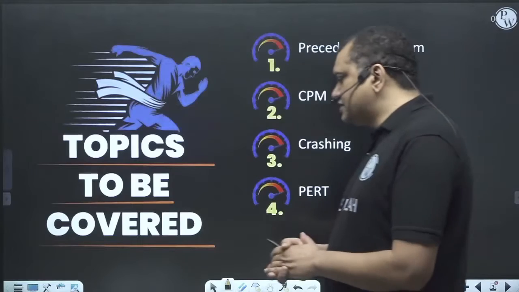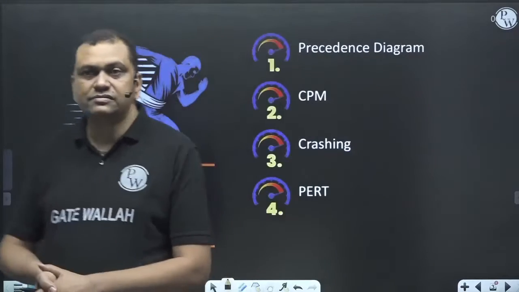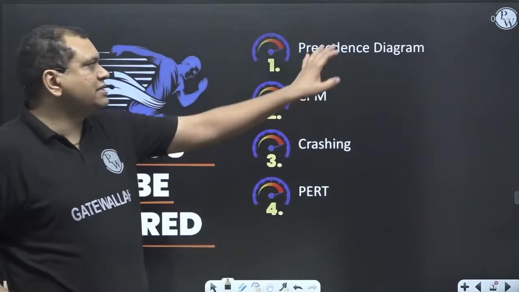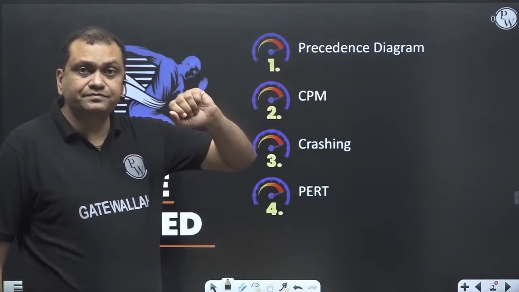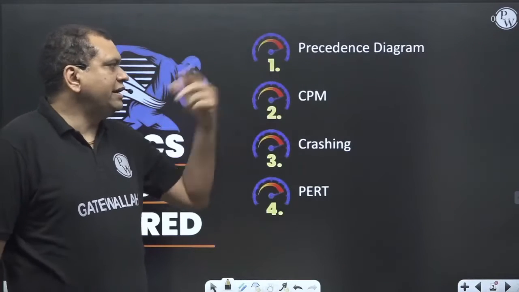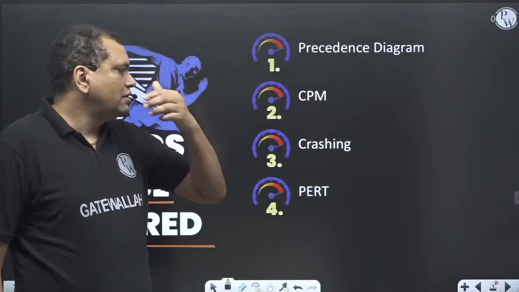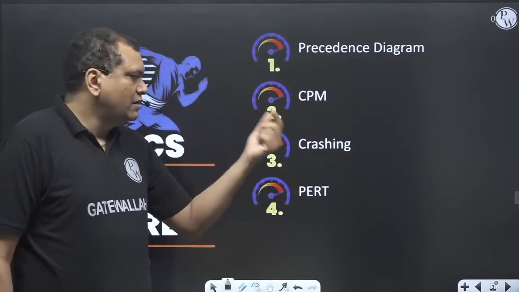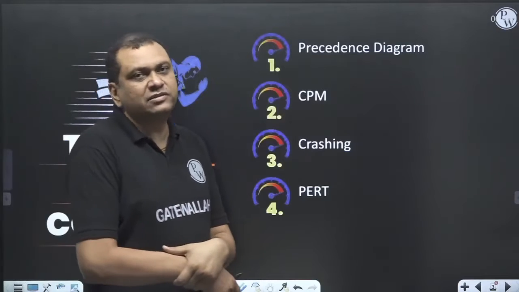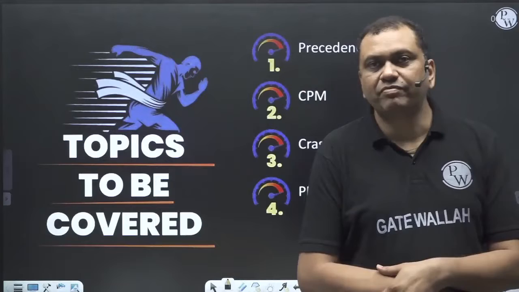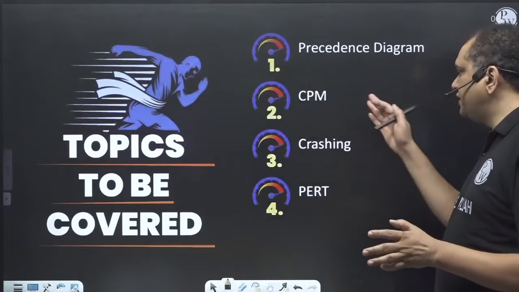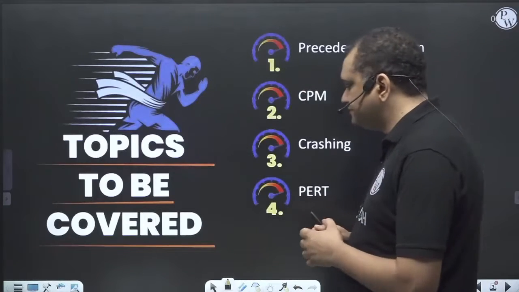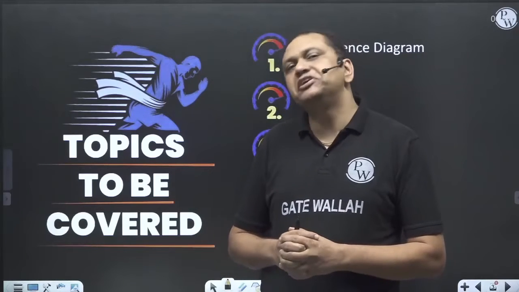What am I going to discuss in this particular lecture? I will discuss the precedence diagram, the critical path method, then crashing of a network, and then PERT, Program Evaluation and Review Technique. The difference between the critical path method and PERT is that the critical path method is a deterministic model.